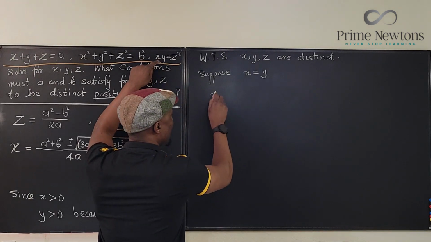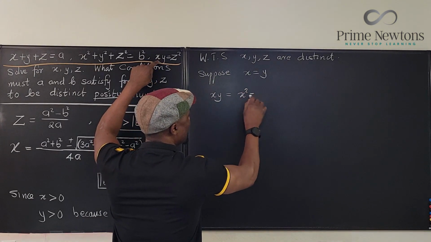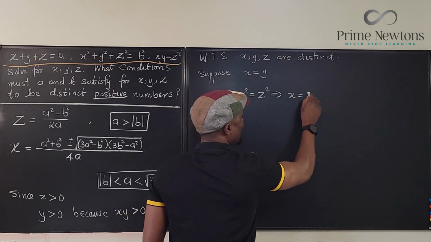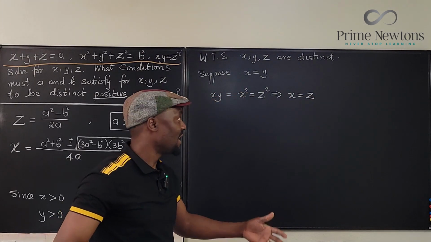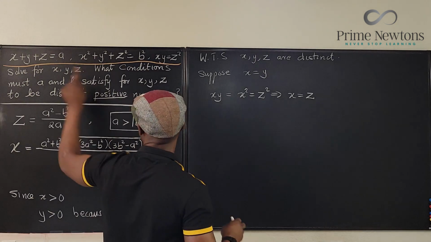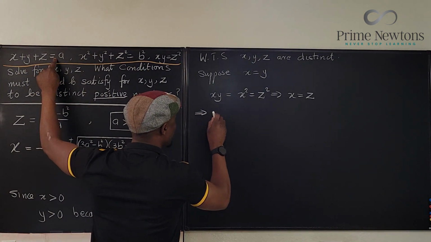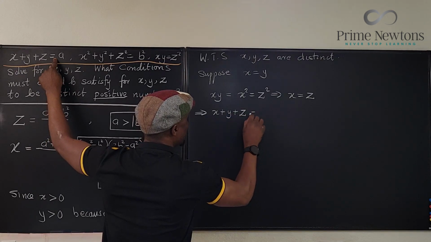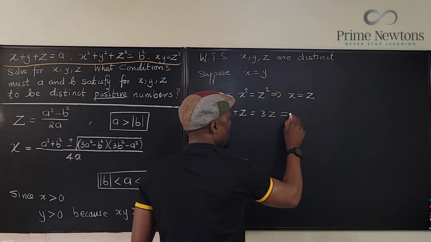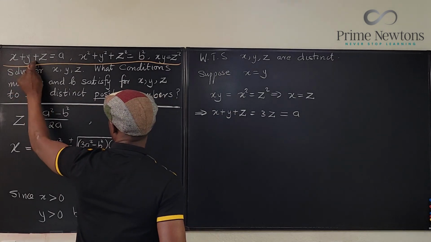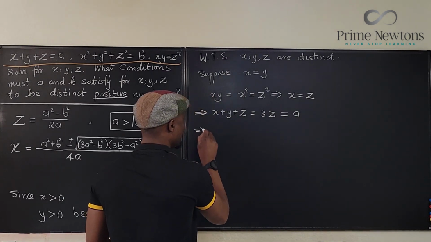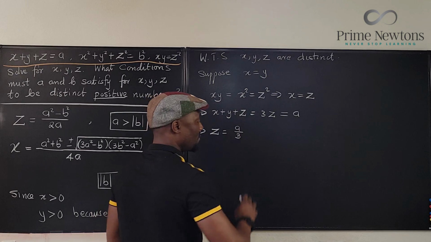Well, there's going to be a problem here. xy will be equal to x squared, which will be equal to z squared, which means x is equal to z, because they're both positive, so I don't need the absolute value sign. So that means x equals y equals z. There's going to be a problem. And the problem is that if you go back to the beginning, x plus y plus z will be equal to 3z. That means 3z is equal to a, because x plus y plus z is equal to a, which means z will be equal to a over 3.